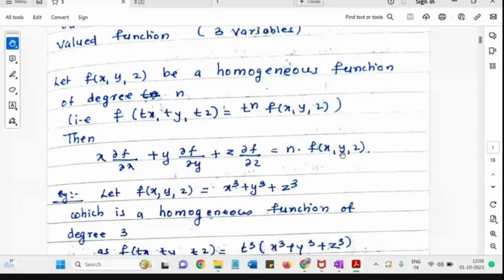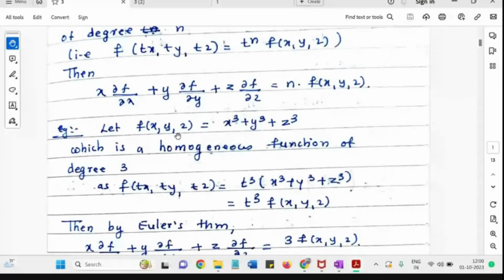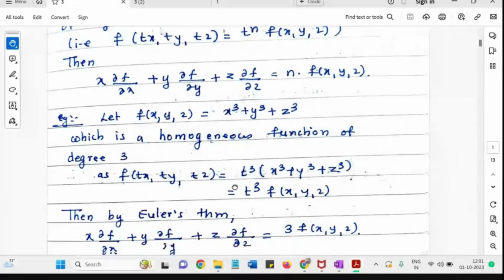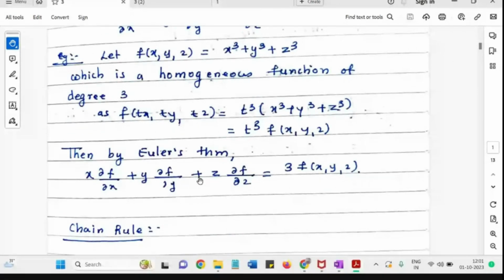Okay, so as an example, look at my function f(x, y, z), which is given by x cube plus y cube plus z cube. You can see it's a homogeneous function of degree 3. How? You replace x by tx, y by ty, z by tz. So this will be (tx) cube plus (ty) cube plus (tz) cube. This is t cube times (x cube plus y cube plus z cube), and this is precisely my f(x, y, z). So from this power of t, I can say that it's a homogeneous function of degree 3. Then by Euler's theorem, x into dou f by dou x plus y into dou f by dou y plus z into dou f by dou z is 3 times f(x, y, z).